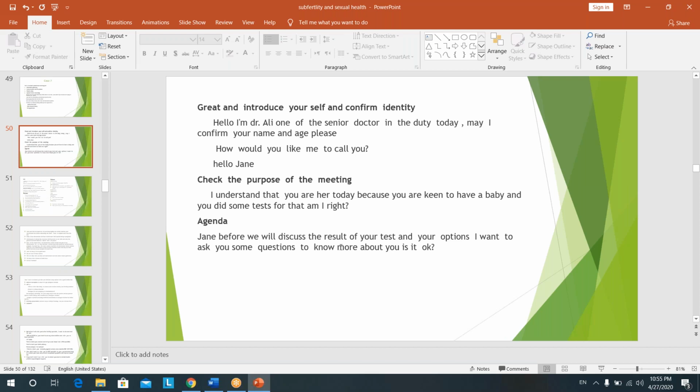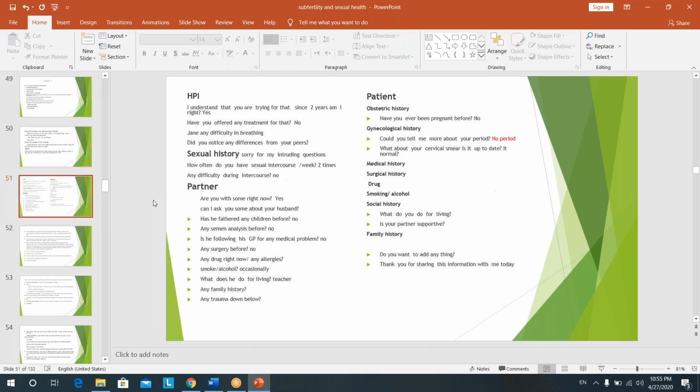Jan, before we discuss the result of the test and your options, can I ask you some questions to know more about you? And this is breaking bad news, so take care with smiling. At the start, when you enter the station, if you make a big smile, this will not be suitable for this task. So be neutral in this task. Breaking bad news, be neutral. No mask face and no smile. So we will go through the template of our subfertility sheet: history, sexual history, partner, and decision. This is the template. Put it in your mind so you will not forget any point.